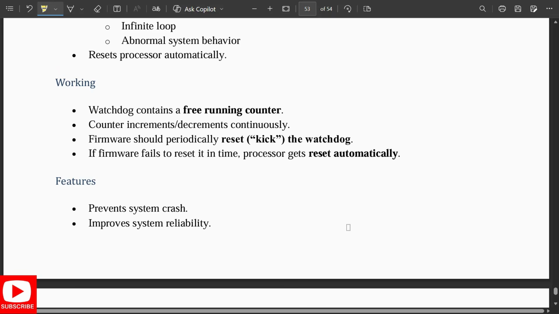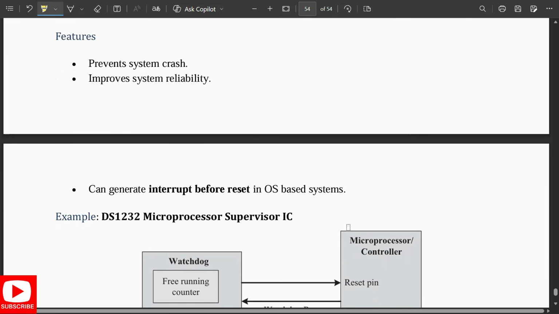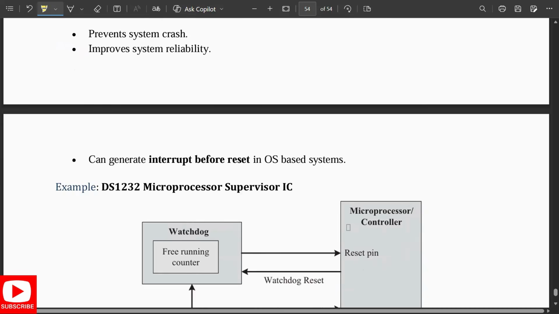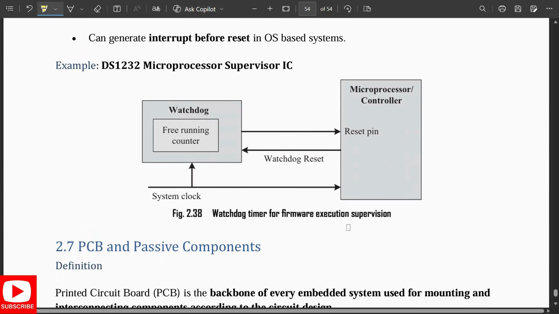Firmware should periodically reset the watchdog. If the firmware fails to reset it in time, then the processor gets reset automatically. The features here are that it prevents system crashes and improves system reliability. So this is my watchdog timer for firmware execution and supervision.